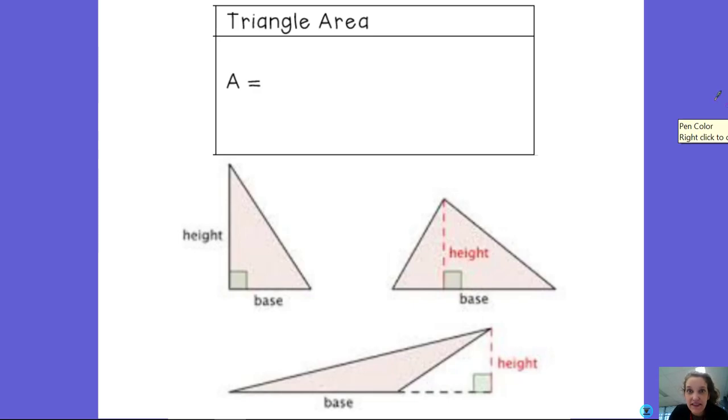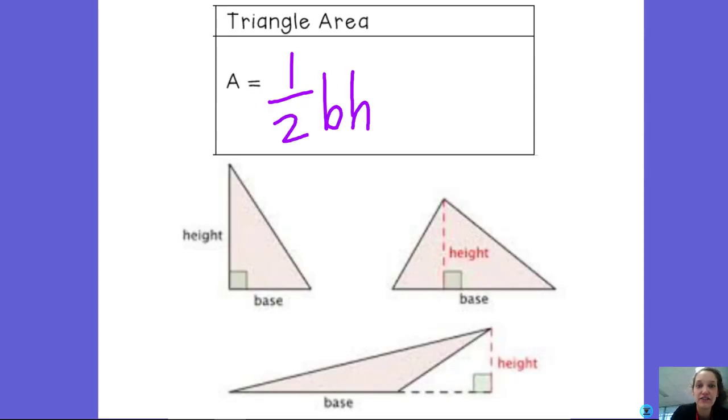The formula to find the area of a triangle is very similar to the formula for area of a parallelogram, except there's one important difference. So the area of a triangle is 1/2 times the base times the height, which can also be thought of as the base times the height divided by 2. So it's very similar to a parallelogram, except we're dividing it by 2.